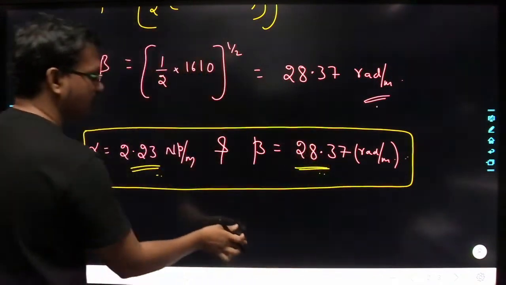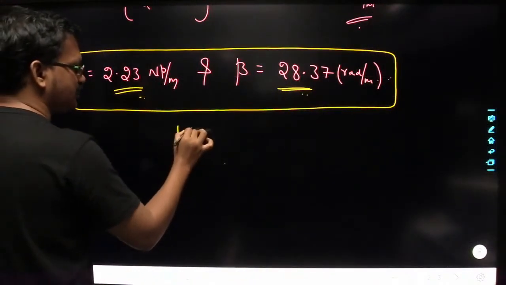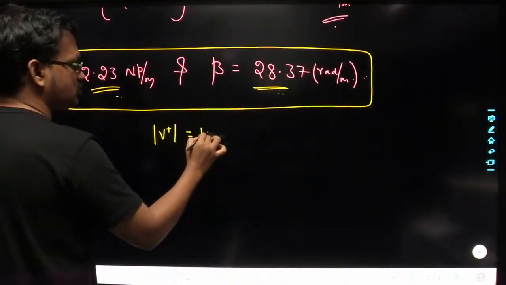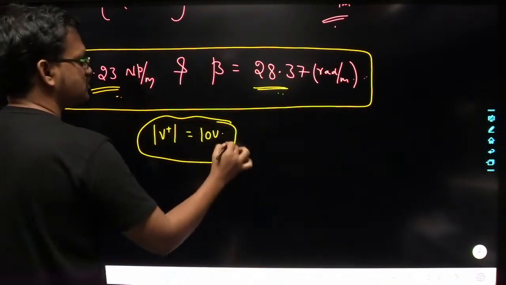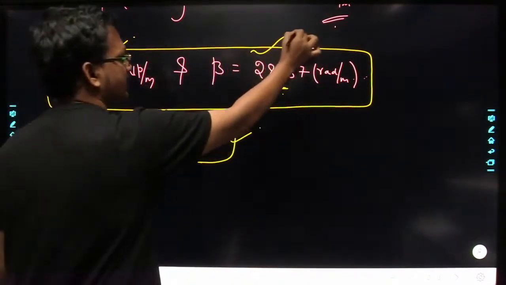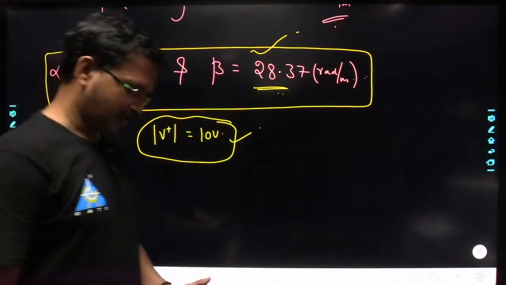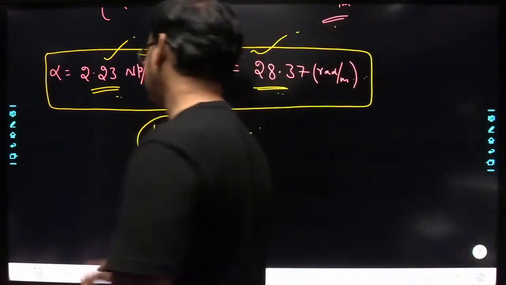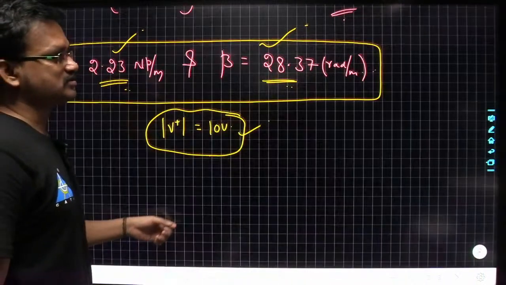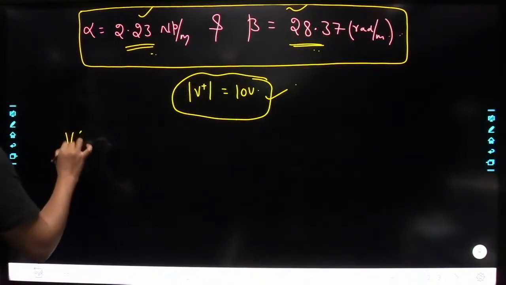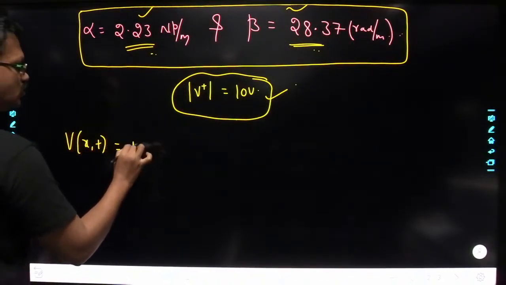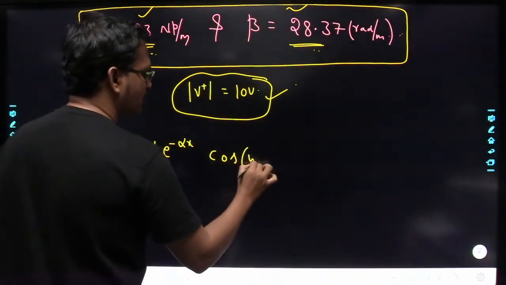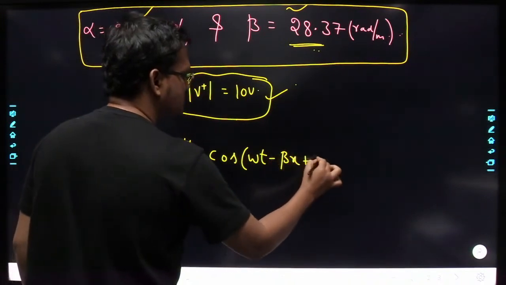We have determined the alpha value as well as the beta value, and we got V plus. Yes or no? Magnitude of V plus, what we got here? We got 10 volts. Magnitude of V plus is equal to 10 volts. Okay, so these are the 3 parameters that we have to determine in order to determine the instantaneous voltage and peak voltage. So we have determined all these 3 parameters. Now we know they have given that V of x comma t is equal to magnitude of V plus into e power minus alpha x into cos of omega t minus beta x plus 5.